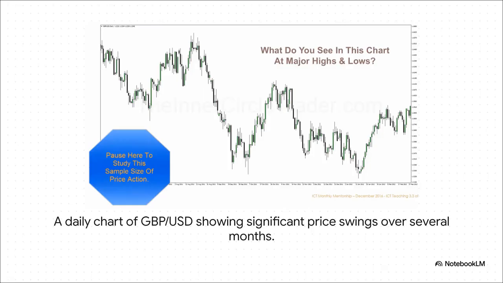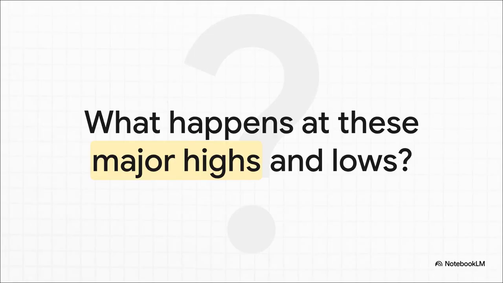Okay, so let's jump right in. Take a look at this daily chart. It's the British pound versus the US dollar. I mean, you can see some huge moves here, right? Massive rallies, big drops. But what I really want you to focus on are the peaks and the valleys, those major turning points where the whole trend just flips on a dime. So the big question is, what's really going on at these major highs and lows? What are the patterns that keep showing up?